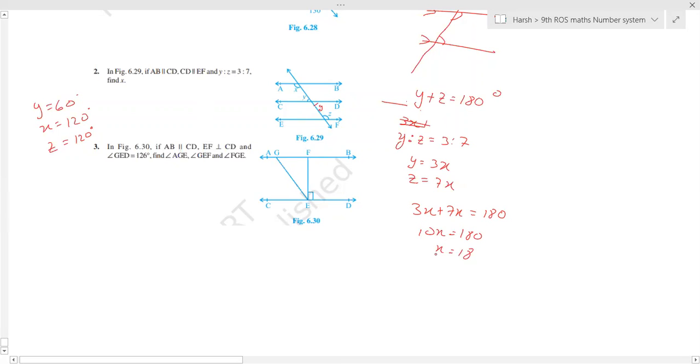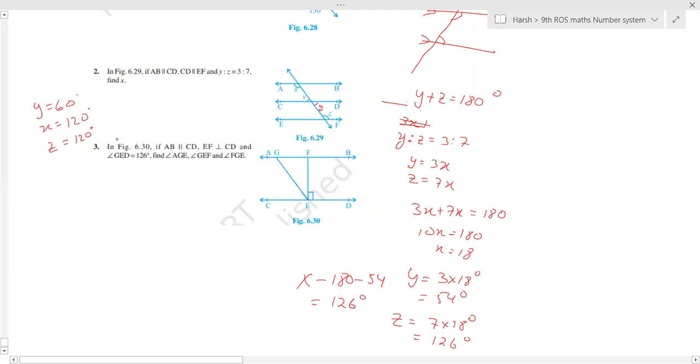I made the mistake. Then y is equal to what? y angle is 3 into 18, which is 54. y is equal to 54 degrees. z is equal to 126 degrees. And then x is equal to 180 minus 54. 180 minus 54, that is also 126 degrees. You said 120. It is 126.